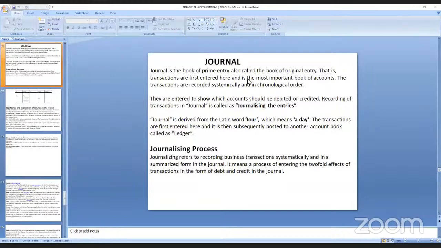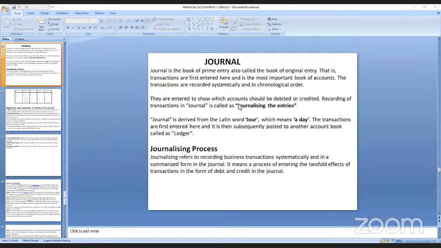And here is the most important book of accounts. These journals are very important, and all the transactions are recorded in a systematic way in chronological order, means date-wise. Is it clear? And they are entered to show which account should be debited and which account should be credited. Recording of all the transactions in the journal is called journalizing the entries. Got my point, everyone?